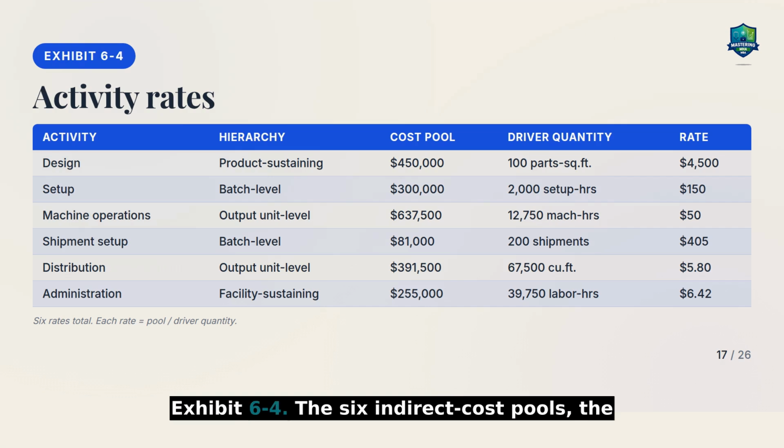Exhibit 6 to 4. The 6 indirect cost pools, the budgeted cost in each, and the rate per unit of allocation base. Design 450,000 divided by 100 parts square feet equals 4,500 per part square foot. Setup 300,000 divided by 2,000 setup hours equals 150 per setup hour. Each rate is the cost driver in dollars.